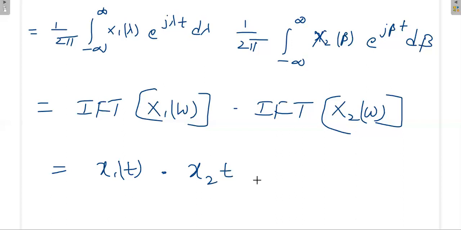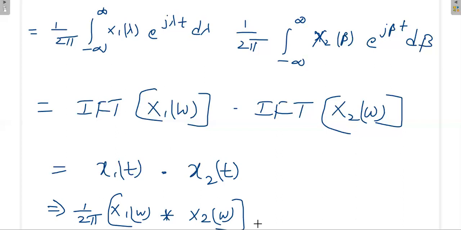So finally, we have proved that convolution in the frequency domain is multiplication in the time domain. So finally we have proved that 1 by 2 pi X1 of omega convolved with X2 of omega is the Fourier transform pair of x1 of t multiplied with x2 of t.